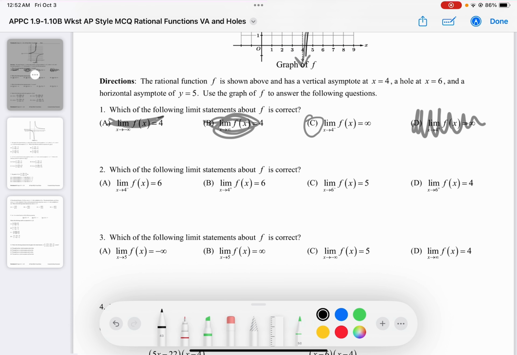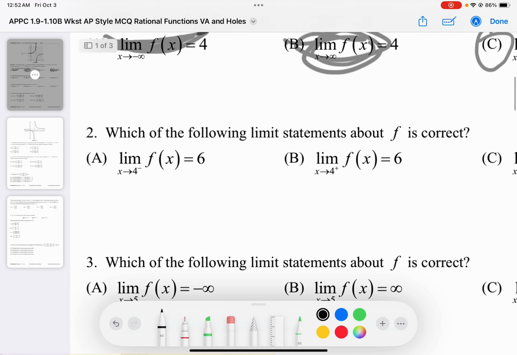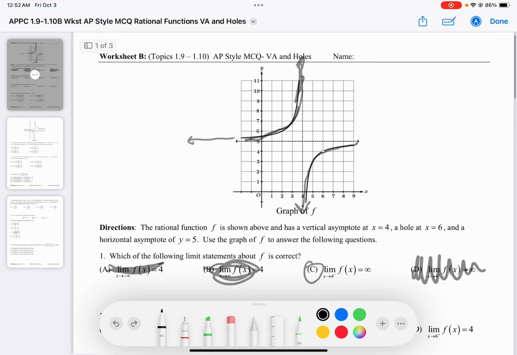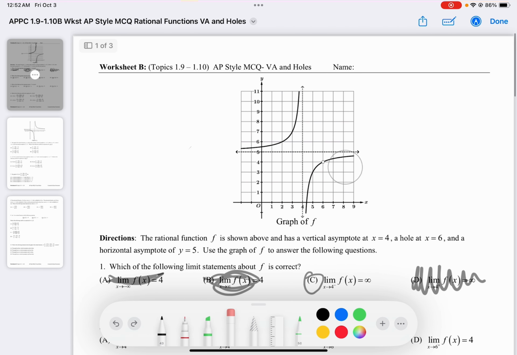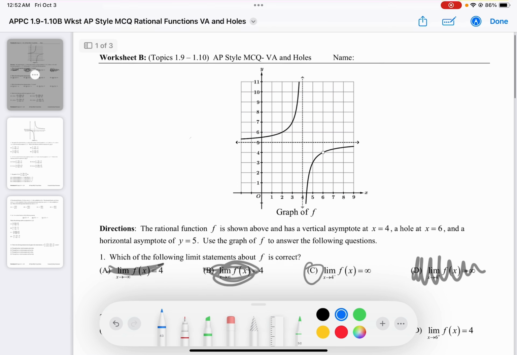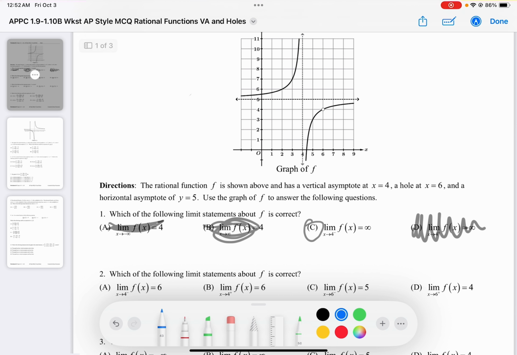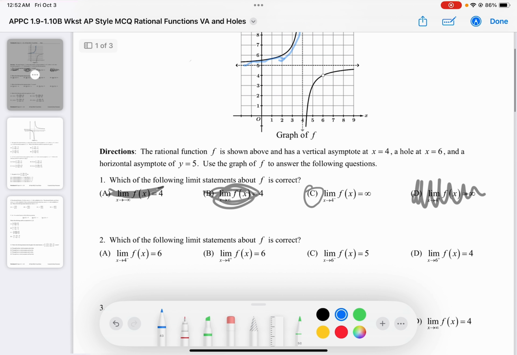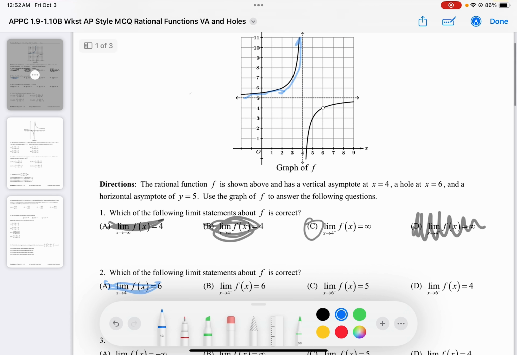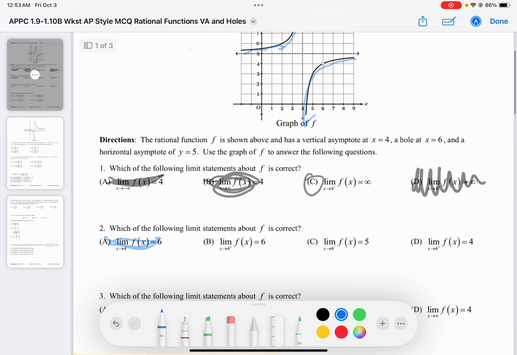All right. Which of the following limit statements about f is correct? The limit as x approaches 4 from the left of f of x equals 6. I'll use a different color for this one. I'll use blue. As x approaches 4 from the left, coming from the left to approach 4, it does not equal 6. We already went over this. Equals positive infinity as I approach from the right? Again, we already went over this. It's not true. It's headed towards negative infinity.